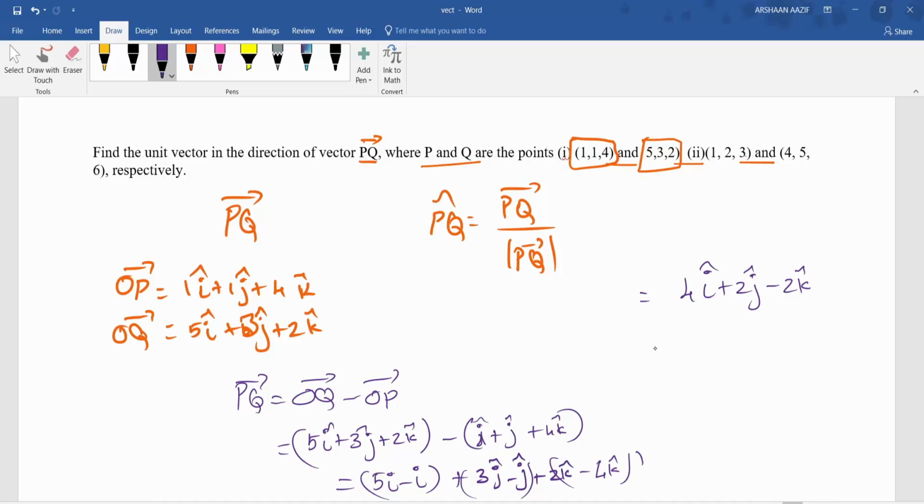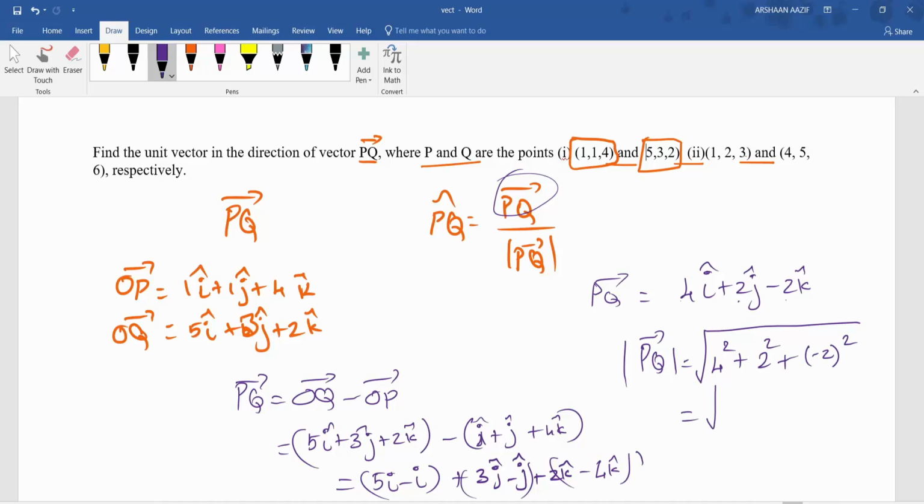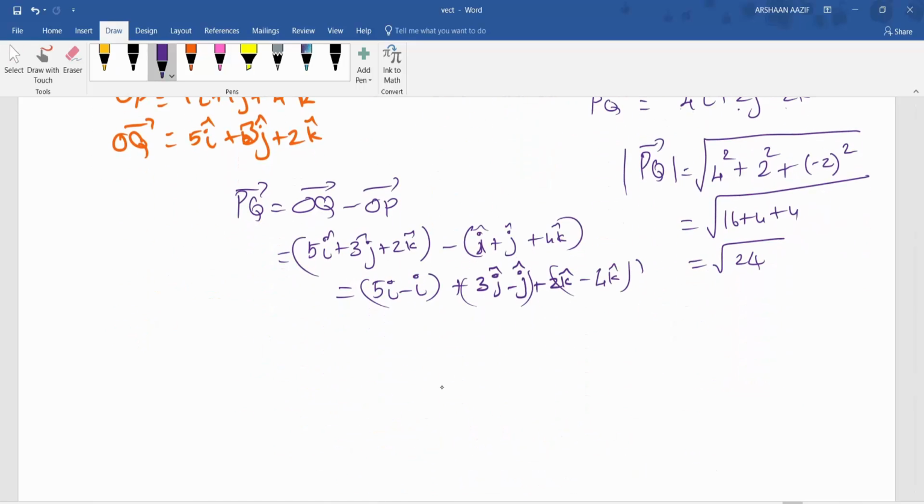Now, this vector technically has a magnitude and direction. I want the direction alone. So my PQ cap is equal to PQ vector by modulus of PQ vector, where modulus is just the square and addition of all the components, coefficients, and taking the square root. So 4 square plus 2 square plus minus 2 the whole square. You should be careful with the minus here. 16 plus 4 plus 4, that is root of 24. So my magnitude of PQ is root 24.